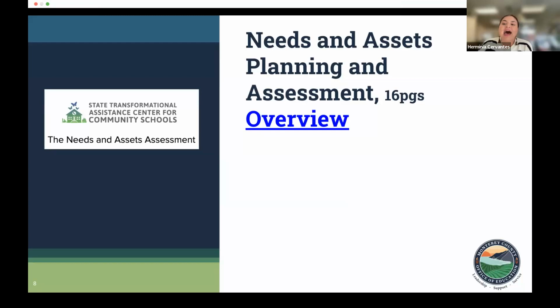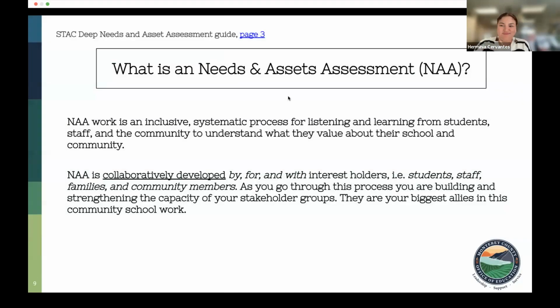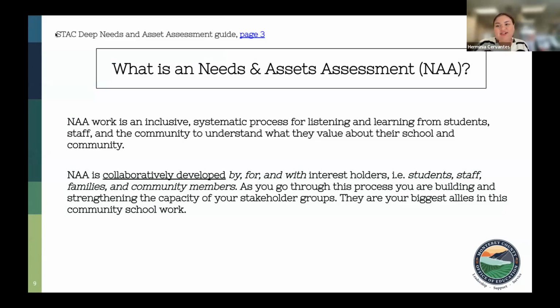regarding the needs and asset planning assessment. So what we're going to be doing today is taking a deep dive and really breaking down that 16-page document and going over some of the main points and highlights. And after we're done with that, we are going to share and learn from experts in the field. So with that being said, here we go. And I'll pass it over to Junwei.